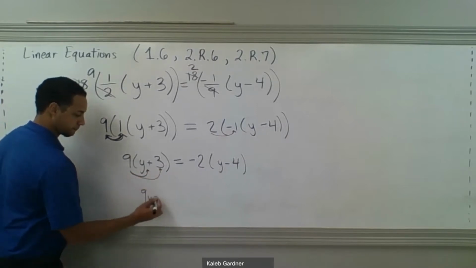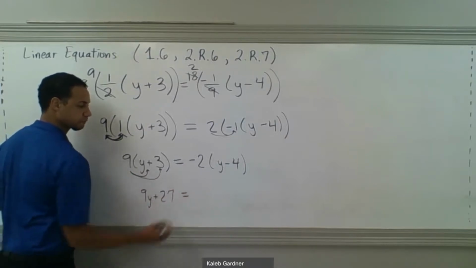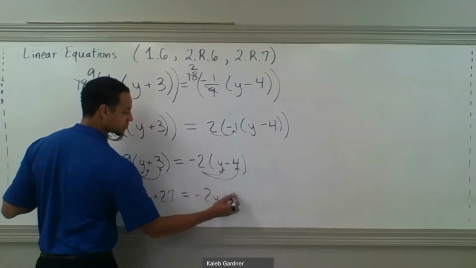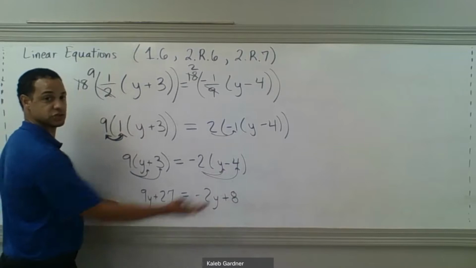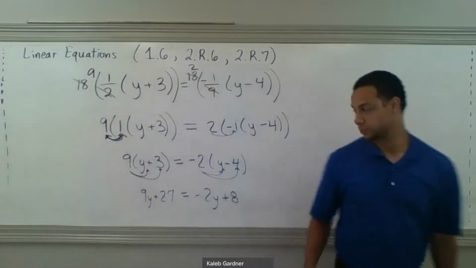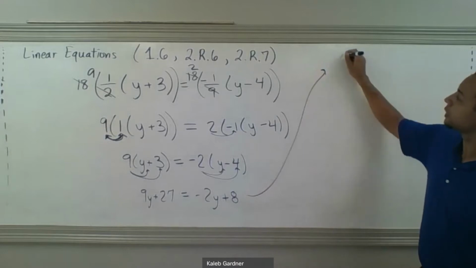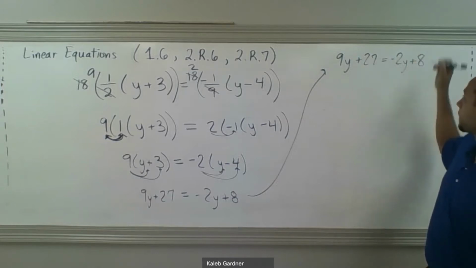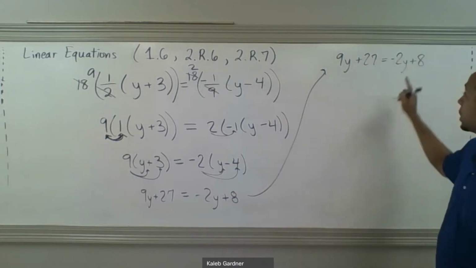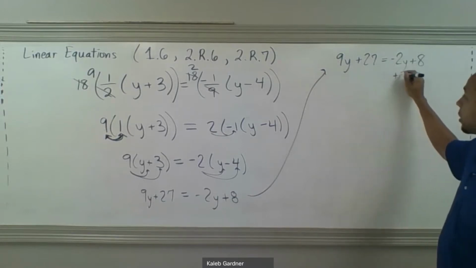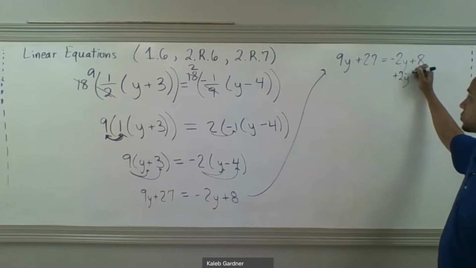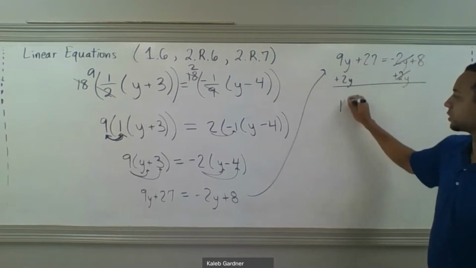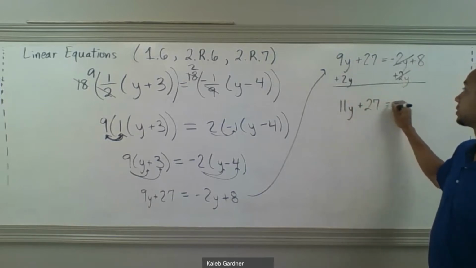9y plus 27, notice we're just distributing. Negative 2y, and negative times negative is positive 8. All right, I've run out of space here, so I'm going to take this whole thing and bring it up here. All right, let's finish this thing off. Get my y's together on one side of the equal sign. I'm going to add 2y now because negative 2y plus 2y will cancel out. So 11y plus 27 is equal to 8.